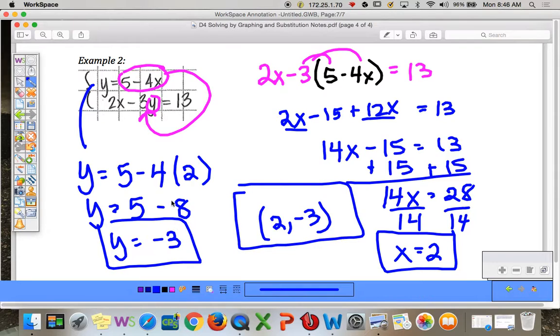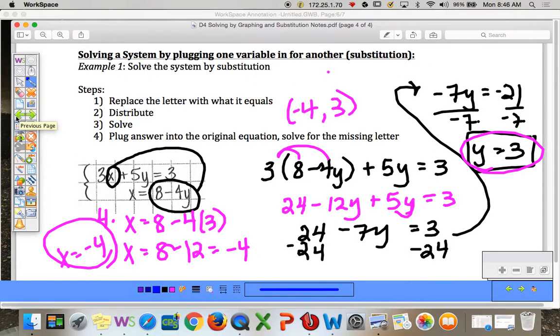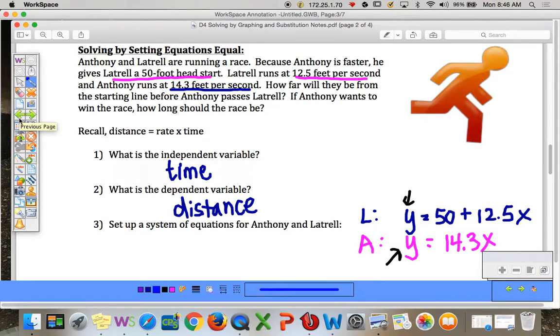So on your assignment today, you're going to practice this substitution, either by setting equations equal or plugging one in for the other.